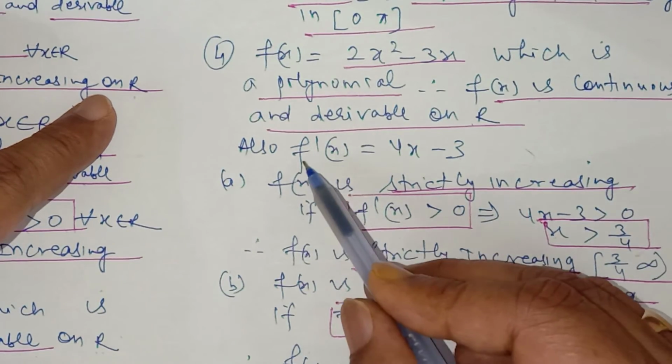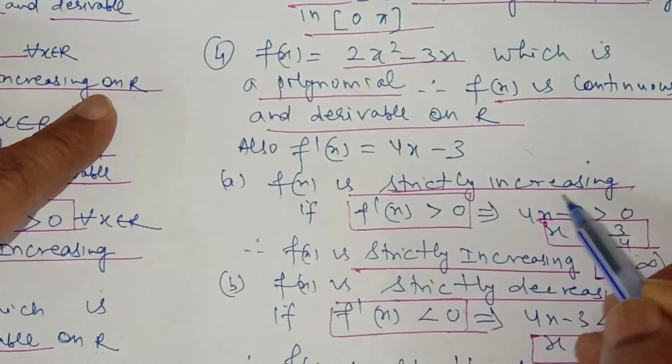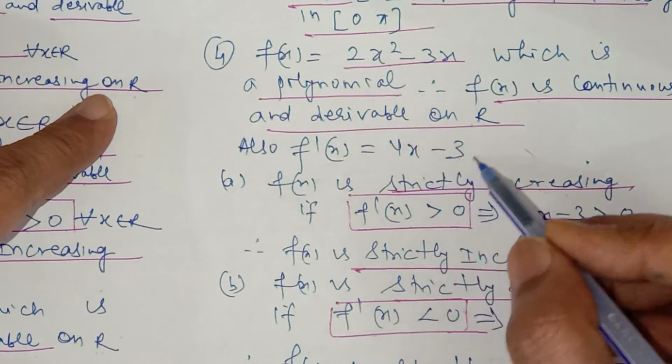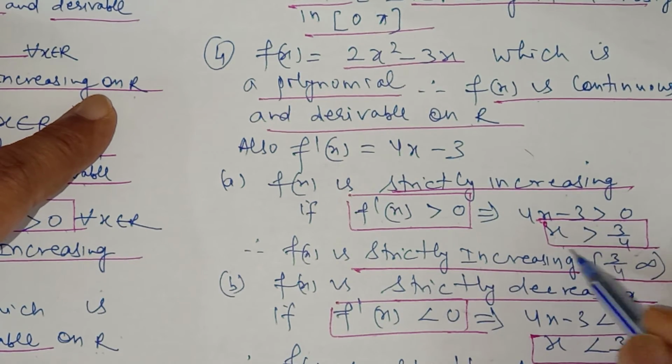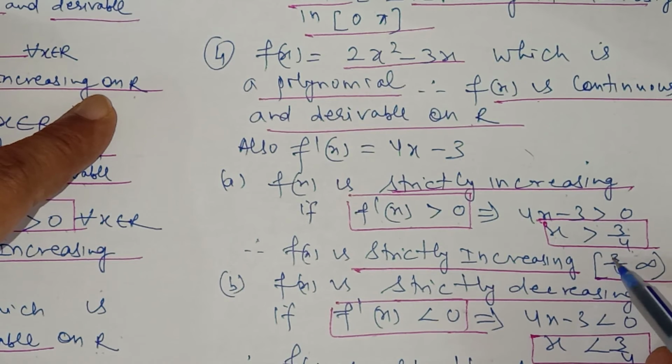Now first derivative is 4x minus 3. Now f(x) is strictly increasing if f'(x) is greater than 0. It should be strictly increasing when it is greater than 0. So put it greater than 0, then the value of x will be greater than 3 upon 4. So it means it is strictly increasing in the interval 3 upon 4 to infinity. For x greater than 3 upon 4, it is increasing.